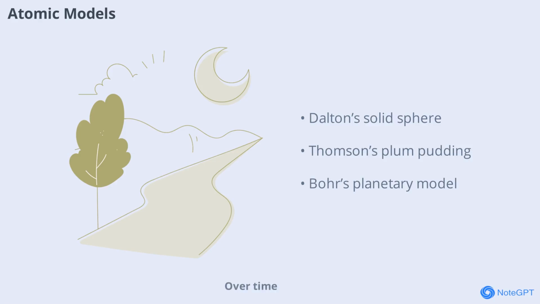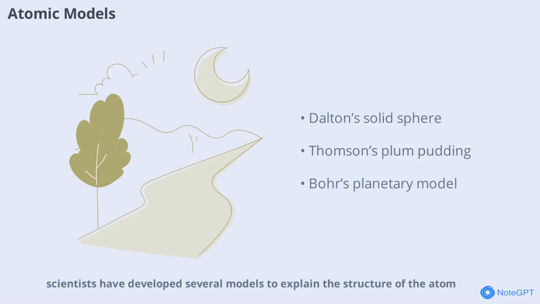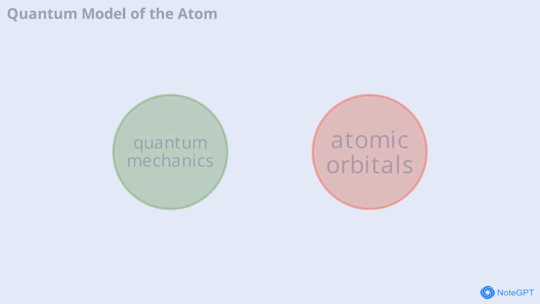Over time, scientists have developed several models to explain the structure of the atom. The earliest was Dalton's solid sphere model, followed by Thomson's plum pudding model, Rutherford's nuclear model, and Bohr's planetary model. Each model improved our understanding, leading to the modern quantum mechanical model, which describes electrons as existing in probability clouds rather than fixed orbits. The quantum mechanical model is the most accurate description of the atom we have today.